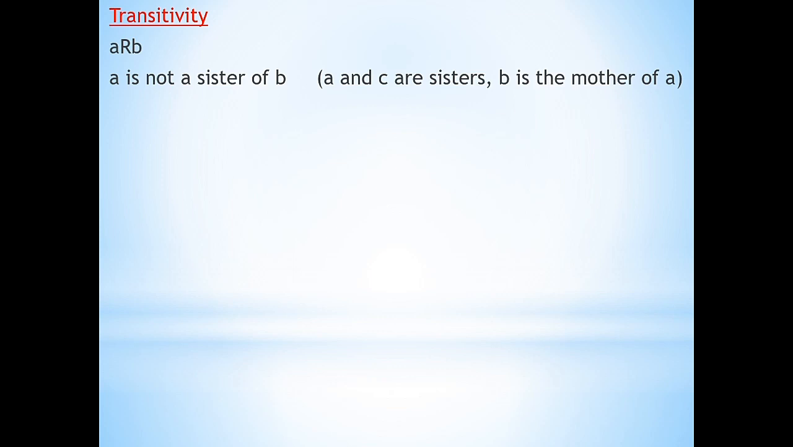Keep like that. Okay, now we'll check that. How are A and B related? A and B are related, that means A is a daughter to B. So A is not a sister of B. So this property is true.